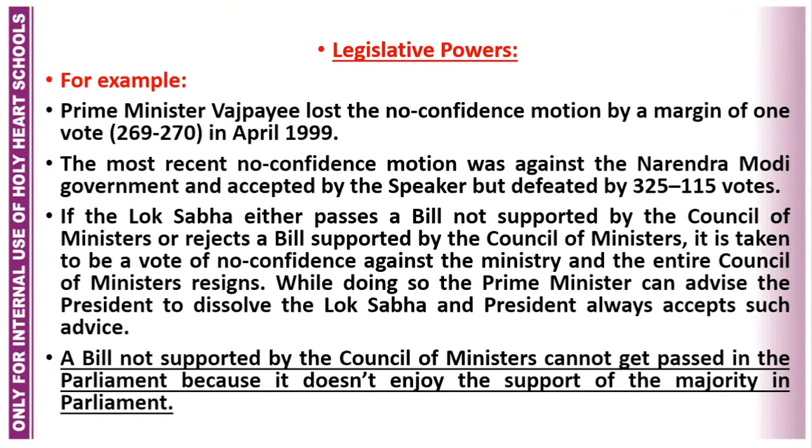So you see here, see the difference in the margin. 325 were in his favor and 115 votes were against him. So it means that the vote of no confidence could not be passed, the government could not be dissolved. So this is the legislative power of the legislature.